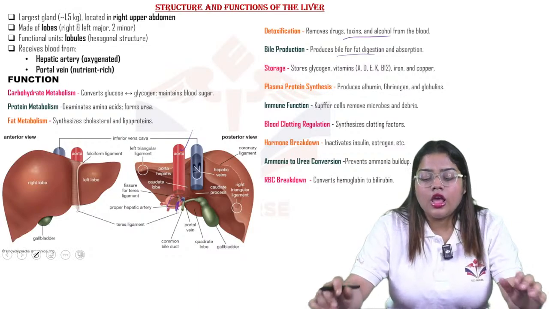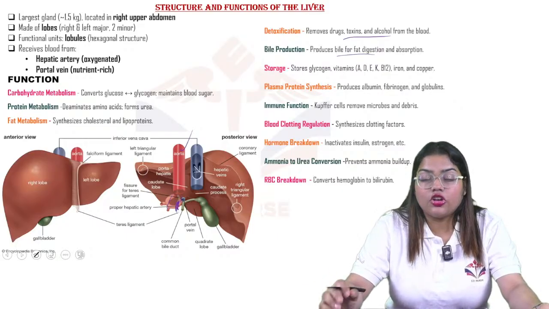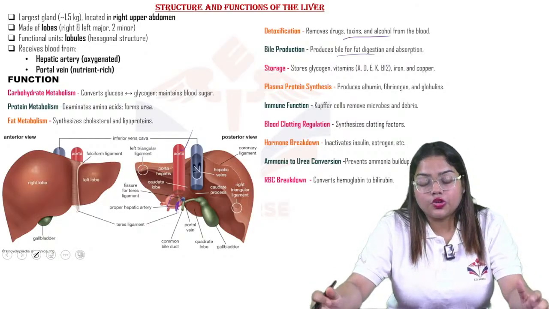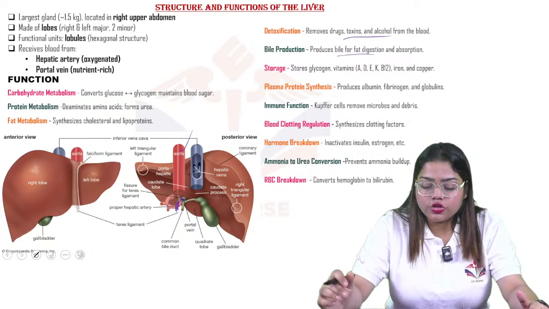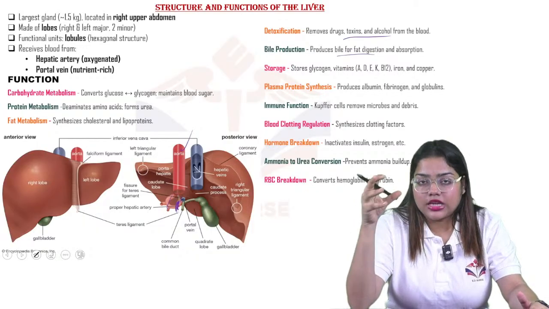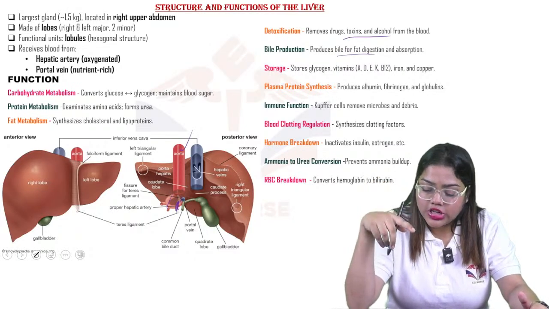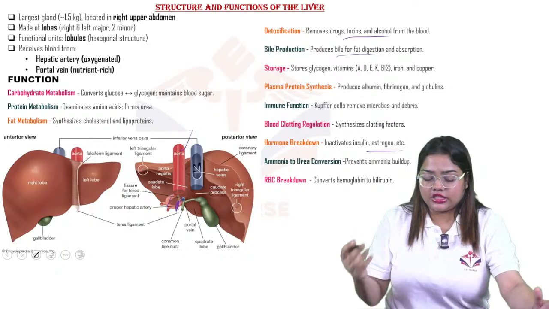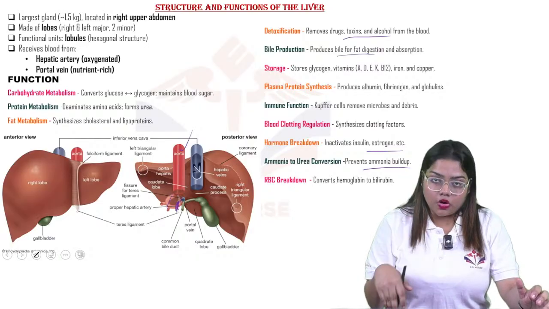Then storage, it stores glycogen, different kinds of vitamins like D, E, K, A, B12, iron and copper. It also does plasma protein synthesis, which produces albumin, fibrinogen and globulins. It also has immune function, with Kupffer cells, which act as phagocytic cells. They destroy the microbes. Then blood clotting regulation, synthesizing the clotting factors, hormone breakdown, inactivating insulin, estrogen, etc. And ammonia to urea conversion, which prevents ammonia buildup in the body.